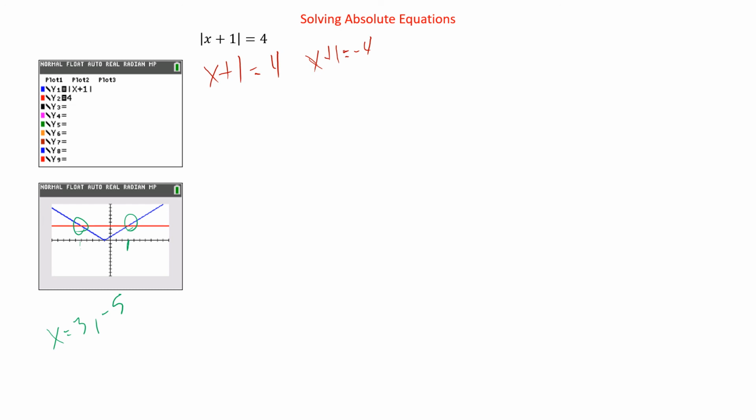So it's kind of like the square rooting, except we don't change the number, we just get both signs. We get the plus and minus. So x plus 1 equals 4, we subtract, x equals 3. X plus 1 equals negative 4, subtract, x equals negative 5. So that's how we could do it by hand, or algebraically.